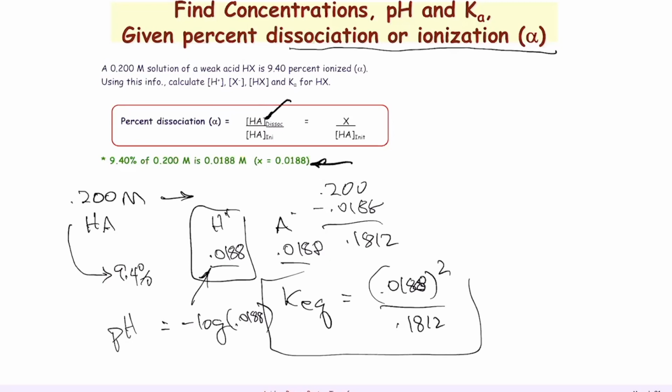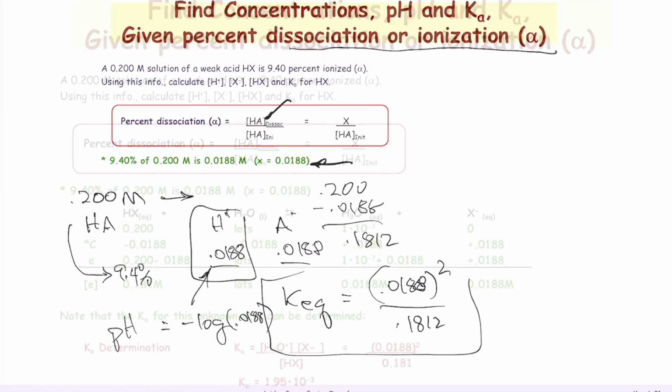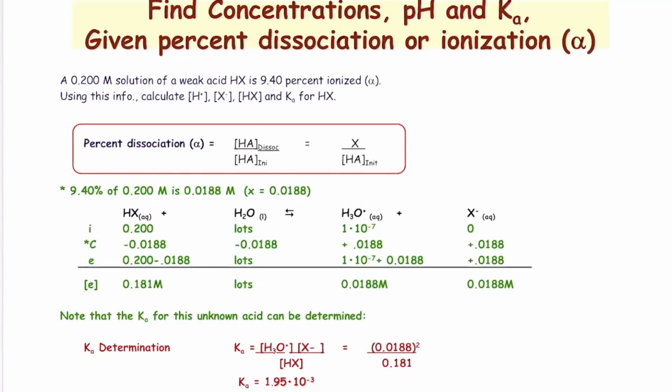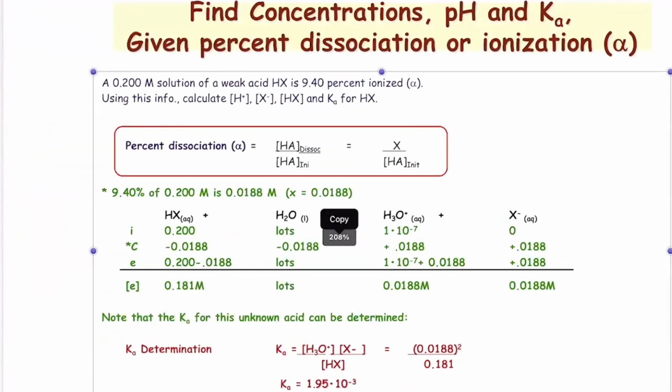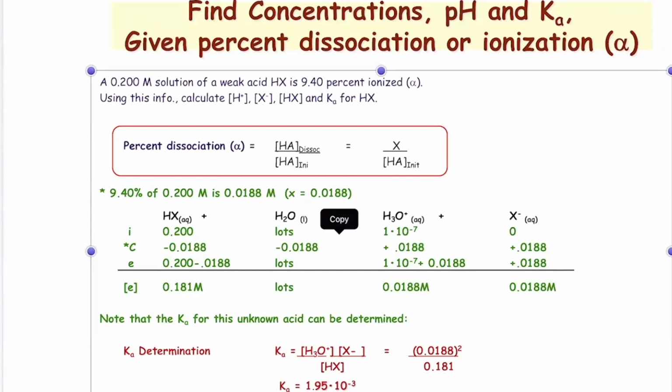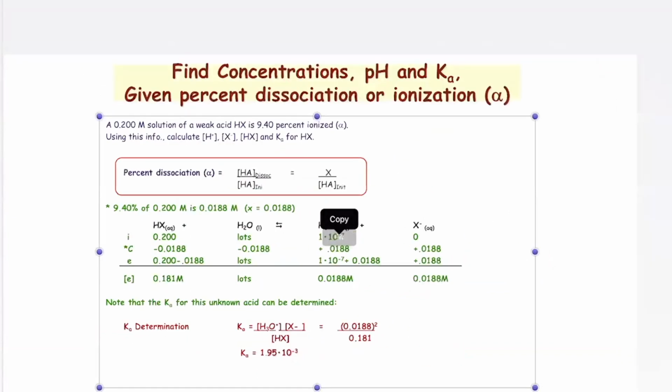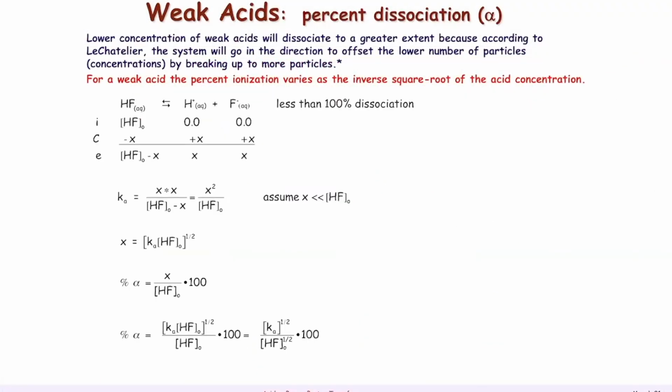And so you can see that given the percent dissociation, you can get information from that. Anyway, you can see right here, these are the concentrations of the chemicals at equilibrium. If you subtract 0.0188 from 0.2, this is the concentration of the acid at equilibrium, and then you can just plug it in to get the equilibrium constant. So that's what I wanted to show right here. Okay, so here's the derivation. I'm not going to go through the derivation. What I do want to show you is the following.